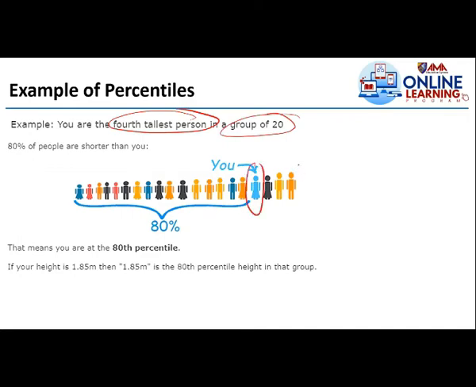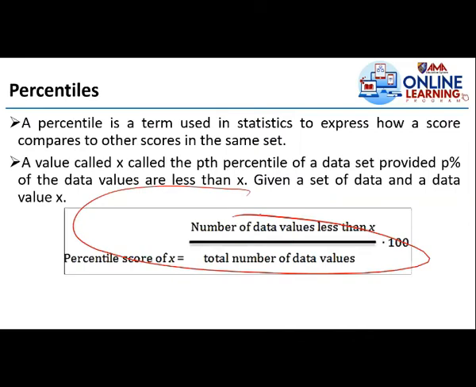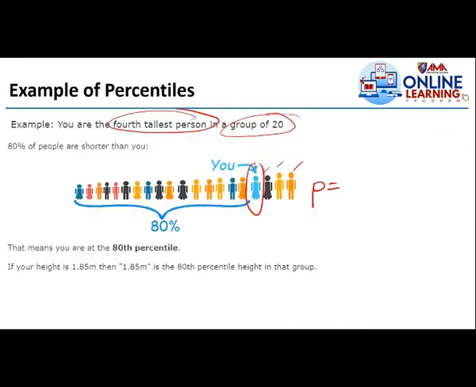So ikaw yung fourth. So first, second, third, fourth. So what is your percentile? So sabi doon, yung percentile mo, the number of data values less than X. So ito yung ino-observe natin eh. Okay? You're the fourth tallest person. So bilangin mo yung tao na nalamangan mo in terms of height.